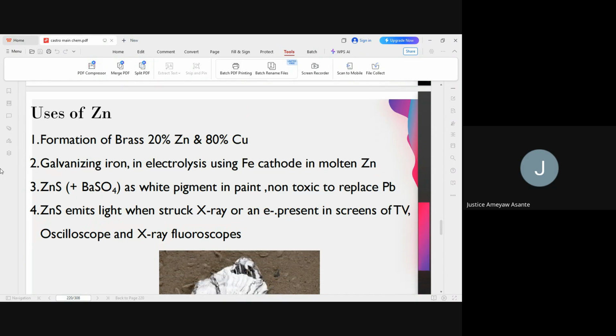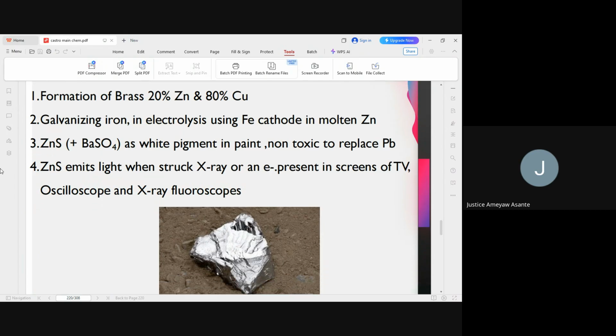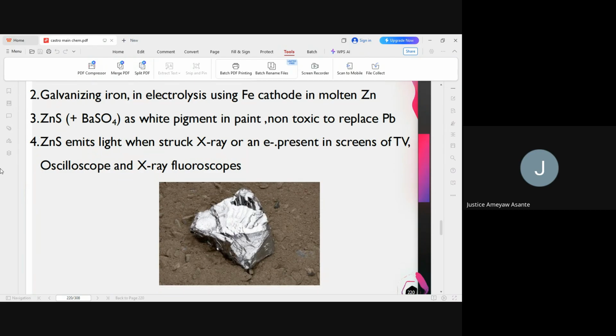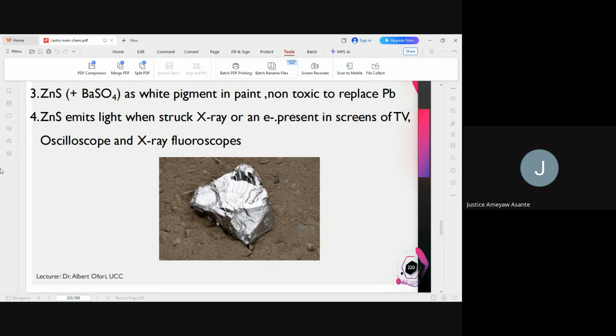What do you use zinc for? The formation of brass. So brass is made up of zinc and copper. Galvanizing iron, in electrolysis using iron cathode in the zinc melting. Zinc sulfide is used as a white pigment in paint, so it's also in paint. It's not toxic and it replaces lead. Zinc sulfide emits light under X-ray or UV presence in screens of TV, oscilloscope, and X-ray fluorescence.